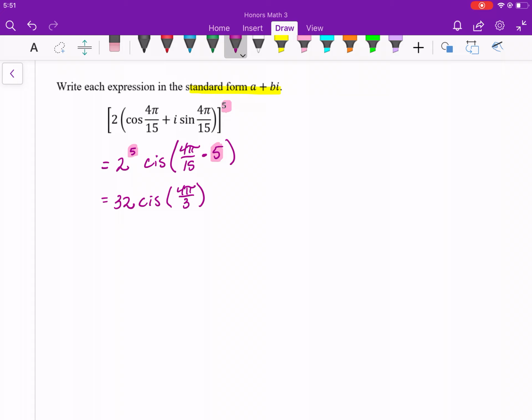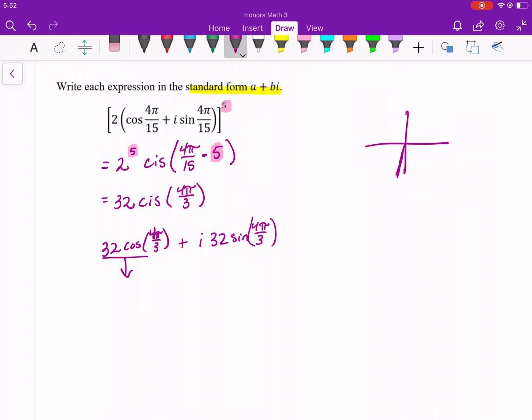So we're going to go ahead, since it did say standard form, we have to keep going. Otherwise, we actually would have been totally done. So to go to standard form, we'll do 32 cosine of 4 pi thirds, and then 32 sine of 4 pi thirds. There we go. So we're going to figure out each one of those. Once again, if this 4 pi thirds was not an exact value on the unit circle, you just type it into your calculator. But we're in luck.